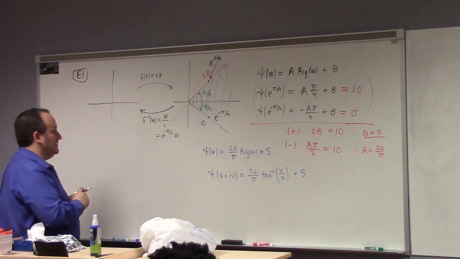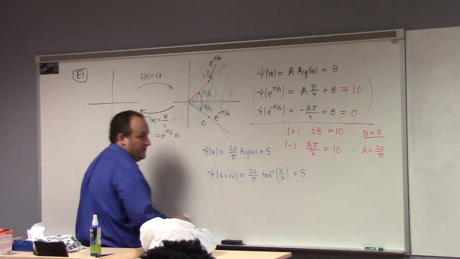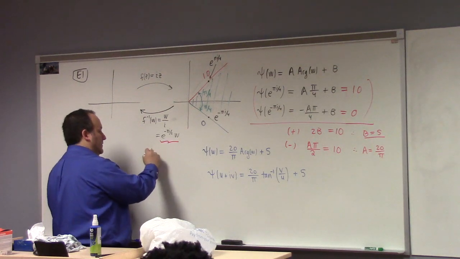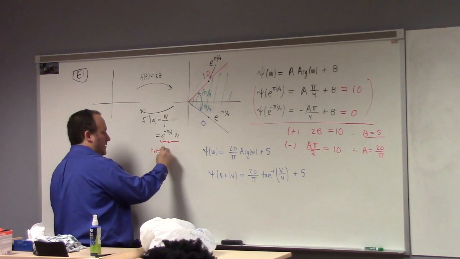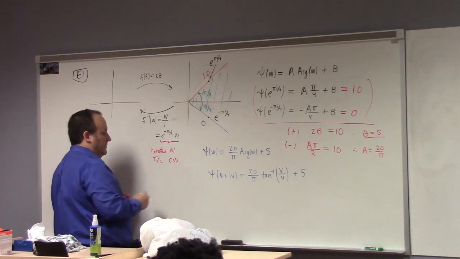So what does that do? Put it into words. This rotates w pi over 2 clockwise, right?